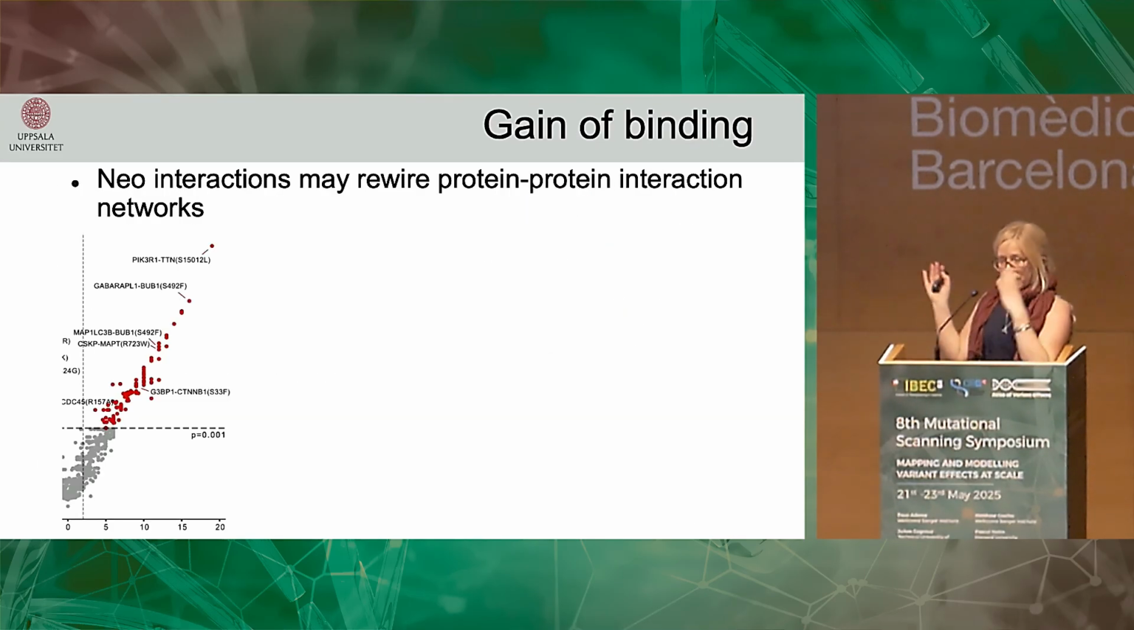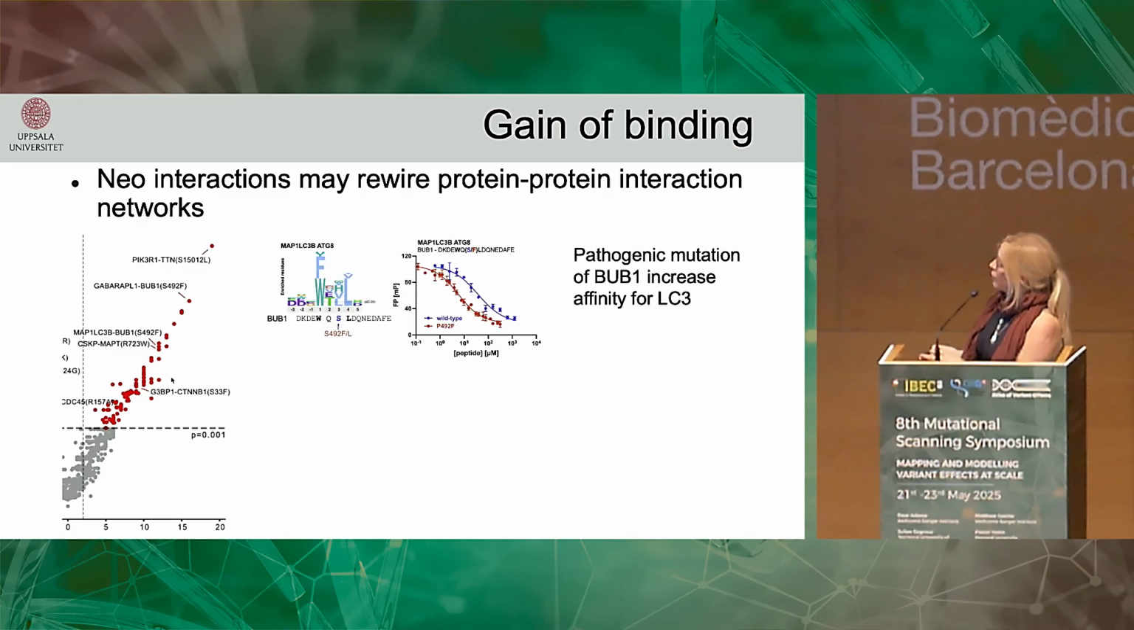Now, coming to the other arm, the neo-interactions, this was the more surprising result of this study, maybe. If we look at it, we can see that we have many serines, for example, being mutated to more hydrophobic bulky residues. And what they do then is that by introducing more hydrophobic residues or specific residues, we can get novel binding sites. So here we see a pathogenic mutation of BAB1, which is a mitotic serine threonine kinase, which increases its affinity for LC3.